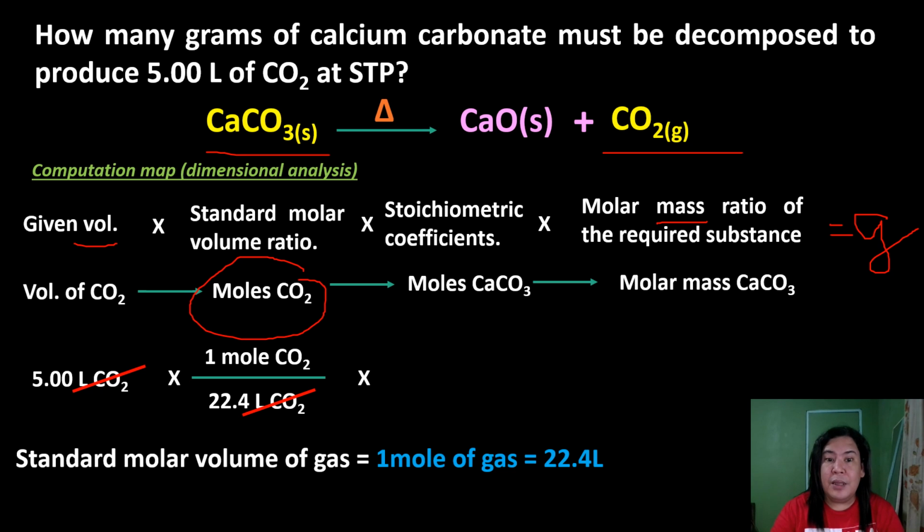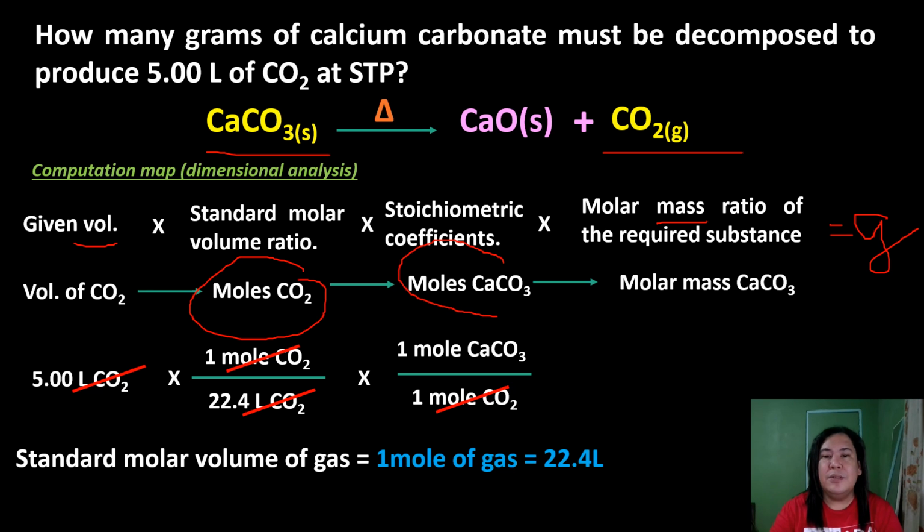Kung mag-i-stop yung dimensional analysis nyo dito, pero magpo-proceed pa kayo sa next step, which is the stoichiometric coefficients. So, lalagay natin, for every 1 mole of calcium carbonate, there is also 1 mole of carbon dioxide. And then cancel the moles. So, kung dyan mag-stop ang inyong dimensional analysis, ang matitira niyong sagot is the moles of calcium carbonate. Pero hindi pa rin dyan, so magpo-proceed pa tayo sa isa pang step.